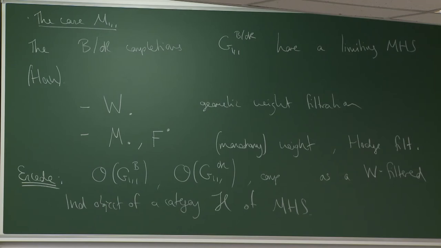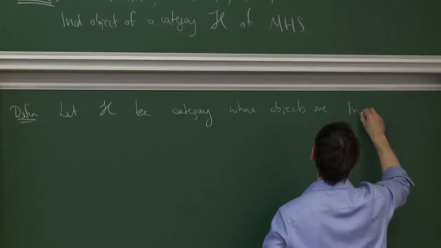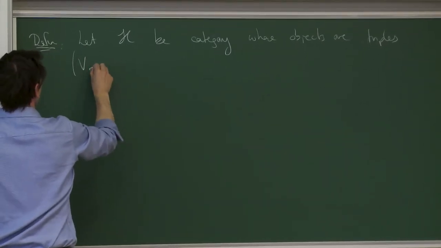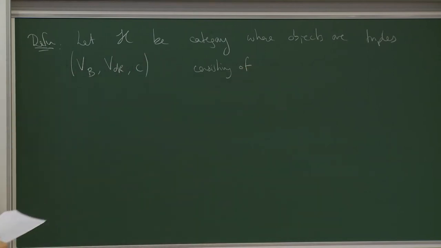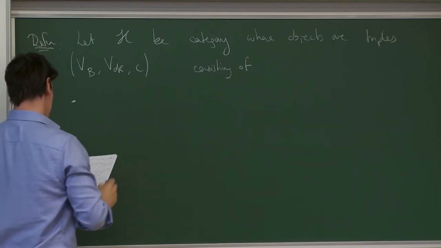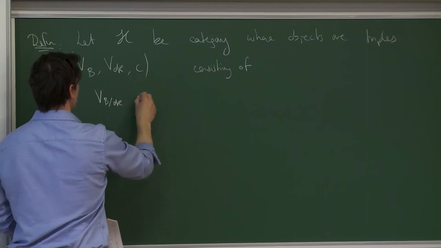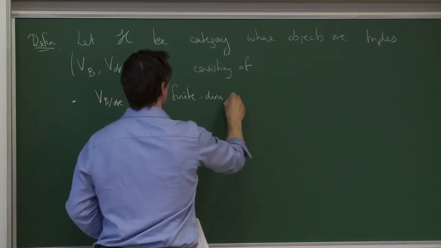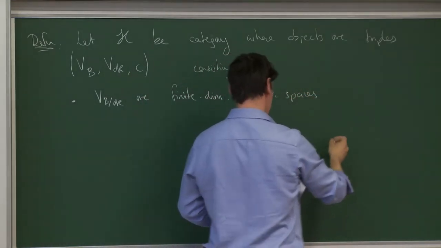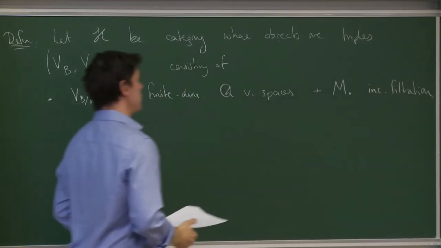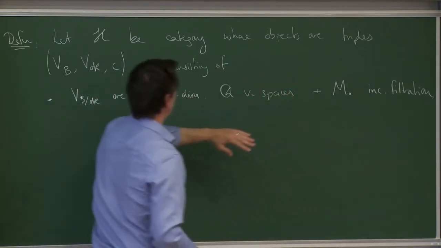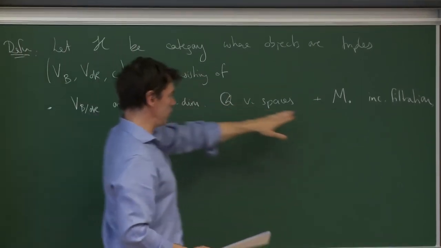So the first thing then is to define a category H. So let H be a category whose objects are triples. I think a version of this category was first written down by Deligne. So V_B and V_DR are finite dimensional Q vector spaces with an increasing filtration M. My habit is to write W in this context, like everybody else, but we have to remind ourselves that it's M now. Weight filtration is denoted by M. So if I accidentally write W, please stop me.